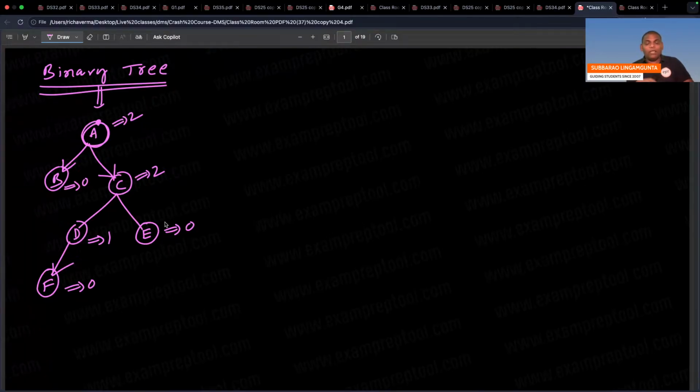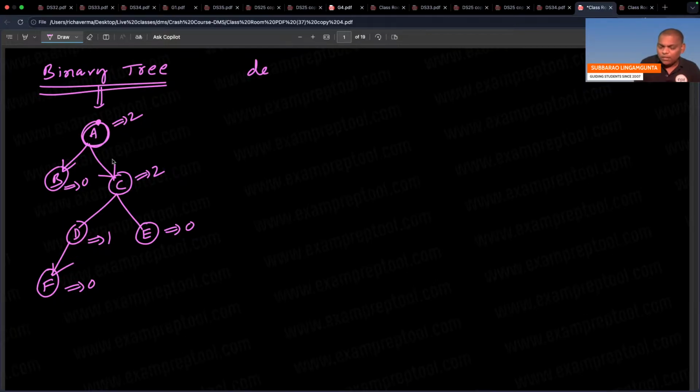Now in this binary tree, root A has 2 children. B doesn't have any, because no out degree. C has 2. So the number of children: C has 2 children, D has 1 child, E doesn't have, F doesn't have. Remember, let me write here: degree is equal to, A degree 2.